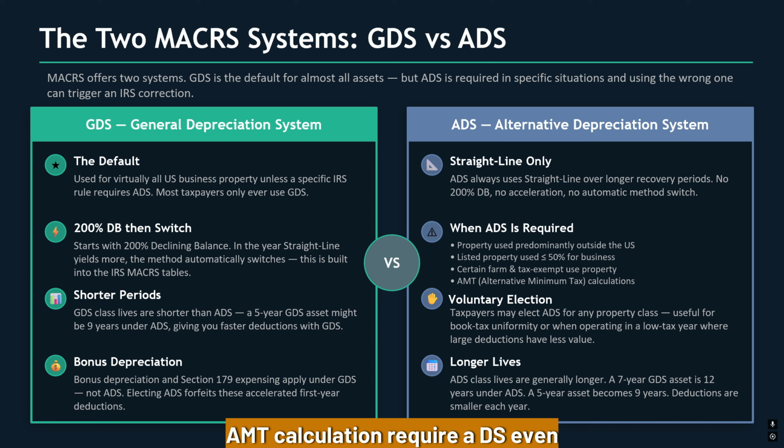AMT calculation requires ADS even when GDS is used on the regular tax return. This creates a book tax timing difference. Now let's drill into exactly which assets fall into which IRS property class, because this is where MACRS gets very specific.